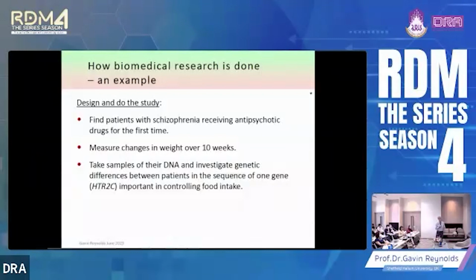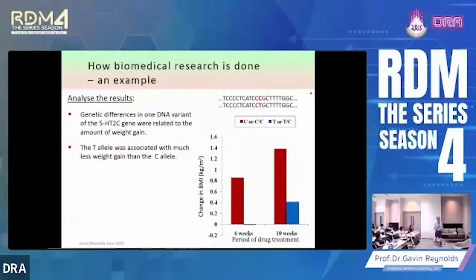So we measured the changes in weight over 10 weeks of these first episode patients with schizophrenia. And we took samples of their DNA and measured the genetic differences between individuals in terms of one gene, which is the gene for that 5-HT2C receptor, which is important in controlling food intake. So that was the study design. And I was able to do this because I was collaborating with a group in China who had access to fairly large numbers of patients who were diagnosed with schizophrenia for the first time. And so we did the study and we analyzed the results.